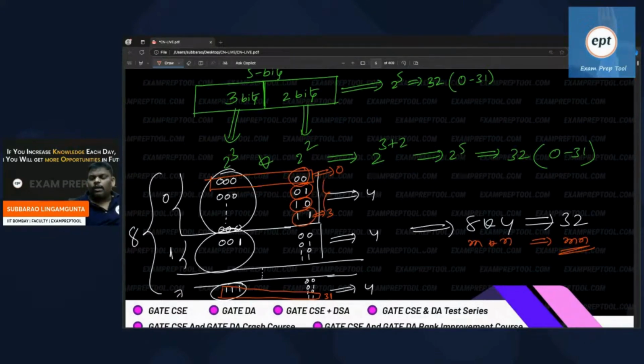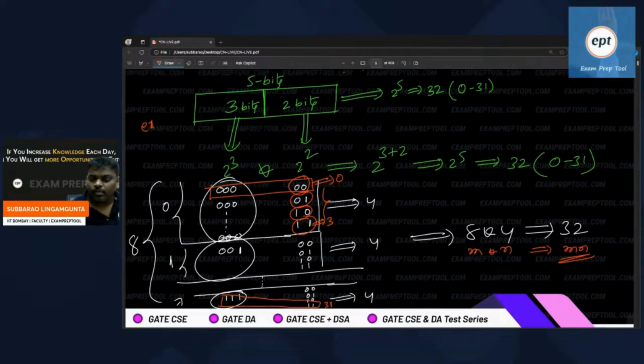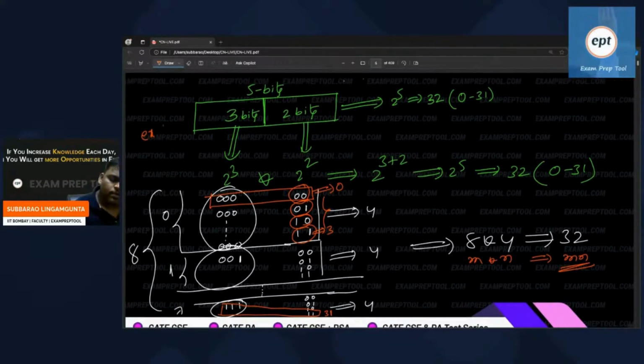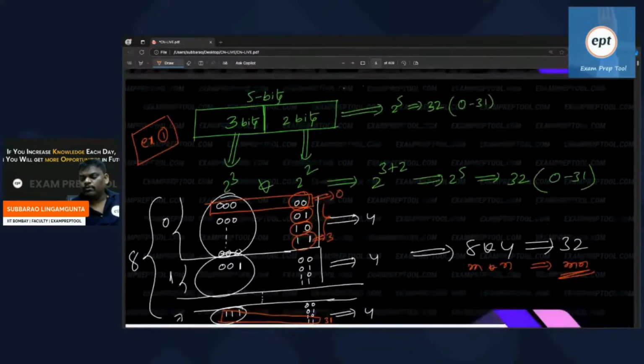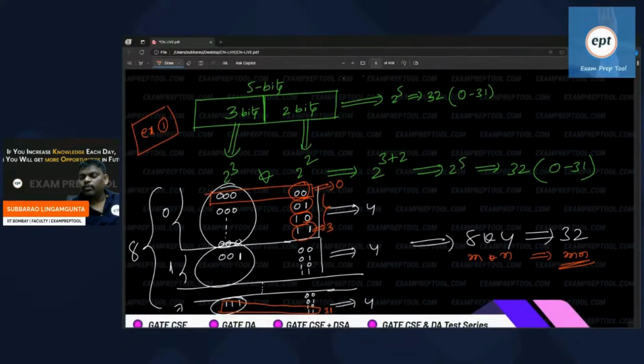I hope everyone is perfect. Anyone having any doubt? This is the example, the next example. Let's see example 1. This is the next model. Check if anyone has even a little doubt, let me know.